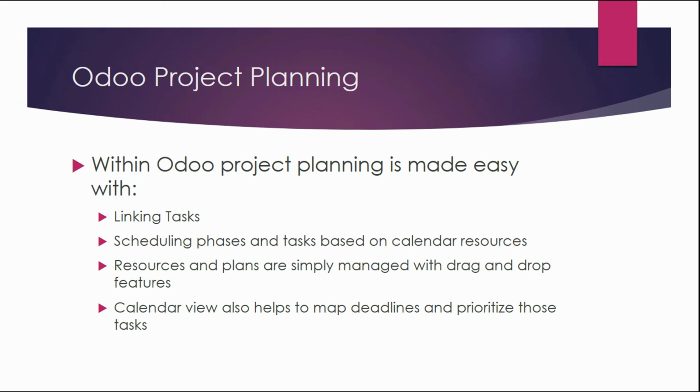Phases, which is an open source tool based on Python, is a library that is used for scheduling phases and tasks based on calendar resources. Resource availability or resource leaves are tracked using this tool. The Gantt chart allows you to easily manage your resources and plans by simply dragging and dropping. The calendar view also helps you to map your deadlines and tasks that need your attention the most.